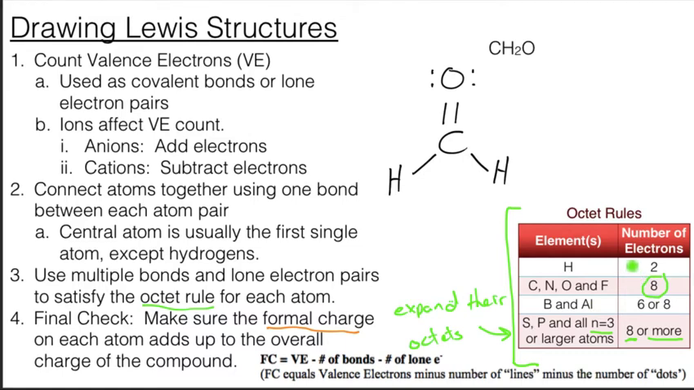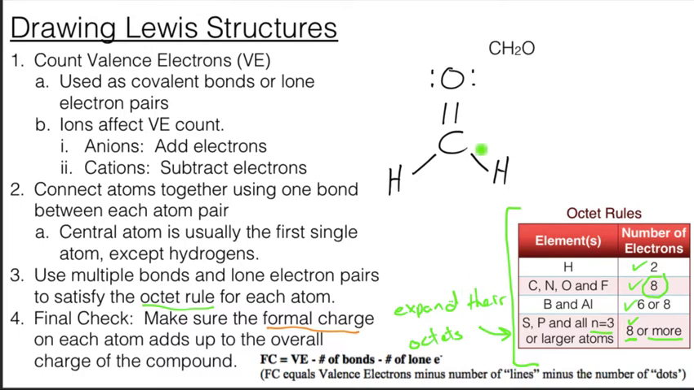If an element follows the octet rules as laid out here, basically not exceeding 8, then you say that it's followed the octet rule. Sometimes I use the term expanded octets, like sulfur and phosphorus. You may also hear language like violate the octet rule. It means basically the same thing. All right, get that out of the way.